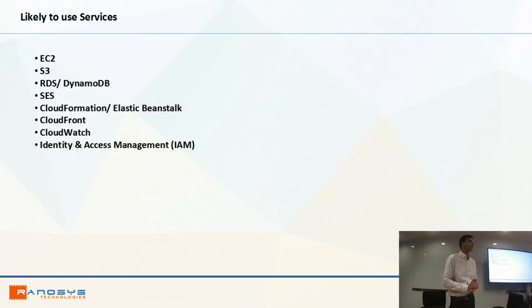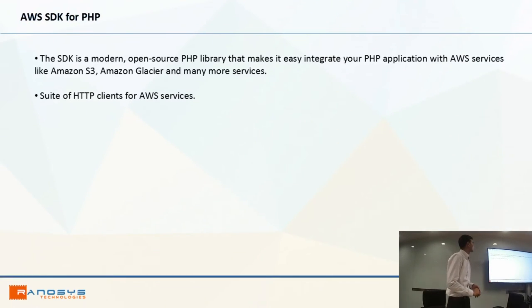So these are the services that you will likely use. The first thing is the PHP SDK. AWS provides a PHP SDK, which is a bunch of classes to utilize the AWS services. If you want to start an EC2 instance, you can use the AWS SDK to start it. If you want to store files in S3, you can use this SDK. So it is basically the way to interact with the AWS services.